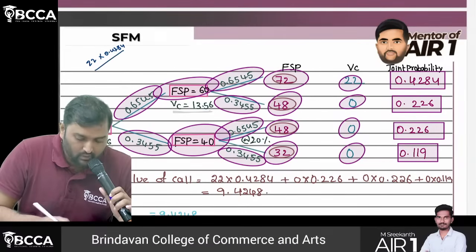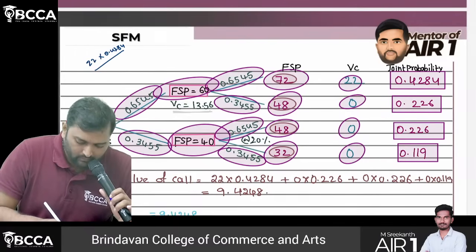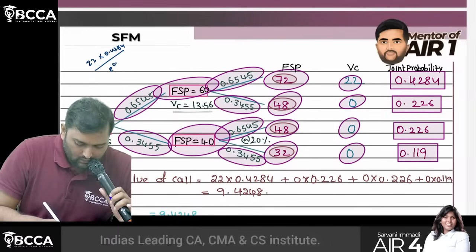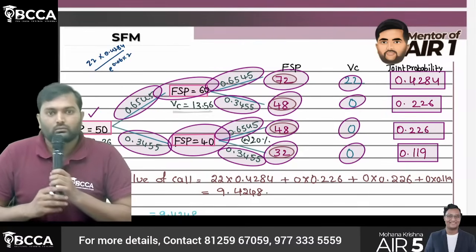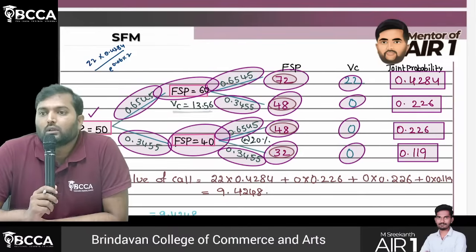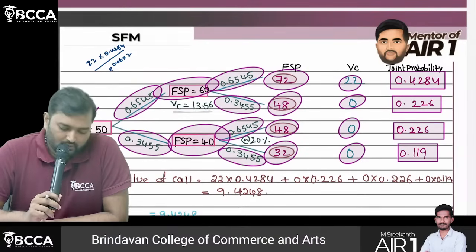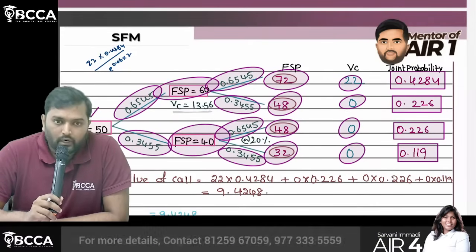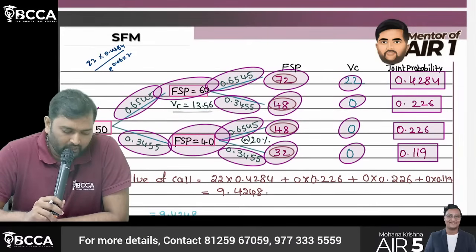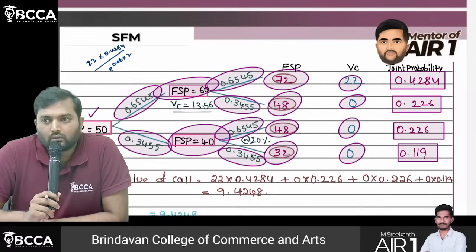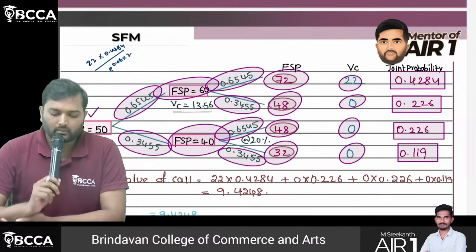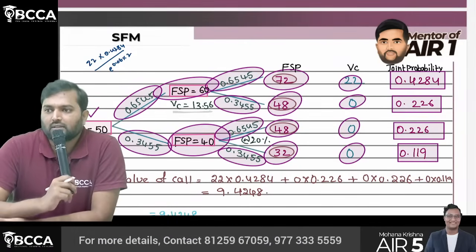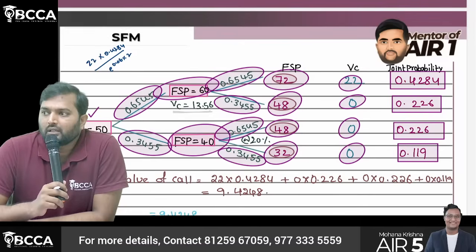So 22 into 0.4284 divided by e power. What is the rate? Rate of interest? 0.06 into 2. What is 2? 2 years. Simple calculation. Value of a call option as on today is equal to 22 into 0.4284 divided by e power 0.06 into 2. We should bring it to the present value. Then you will get 8.36.